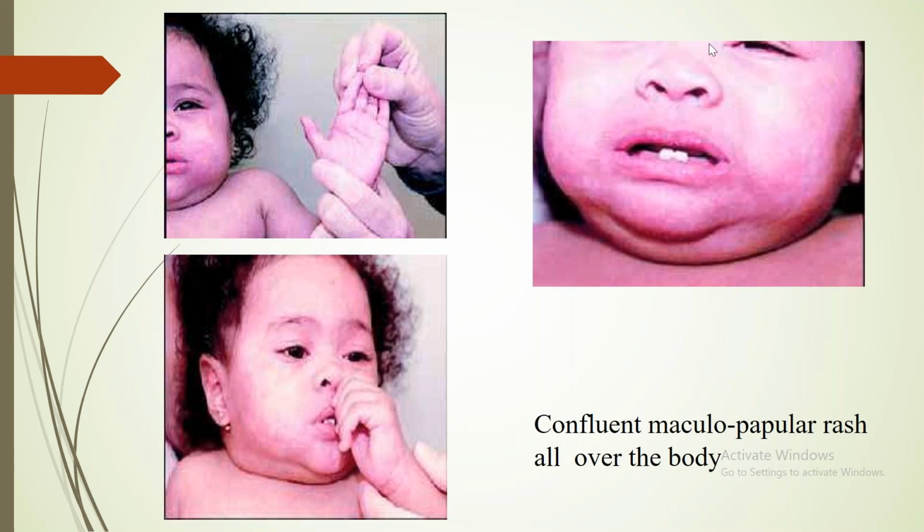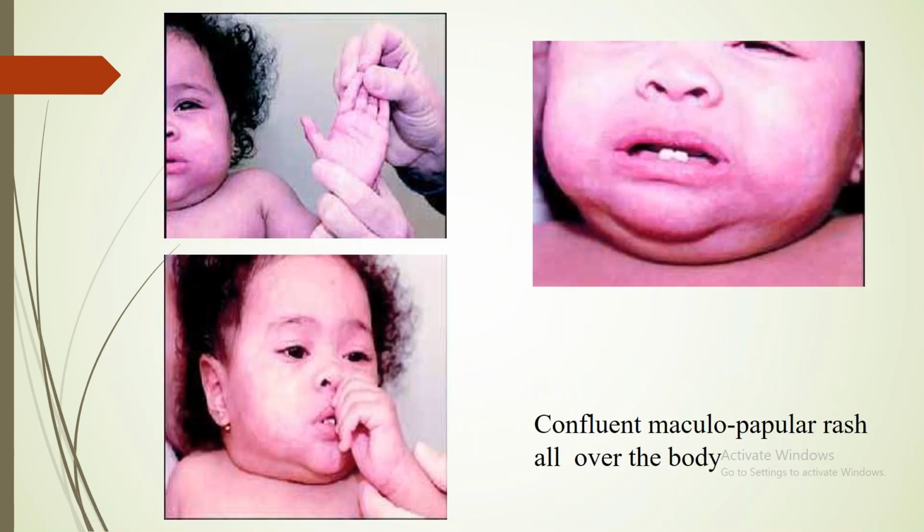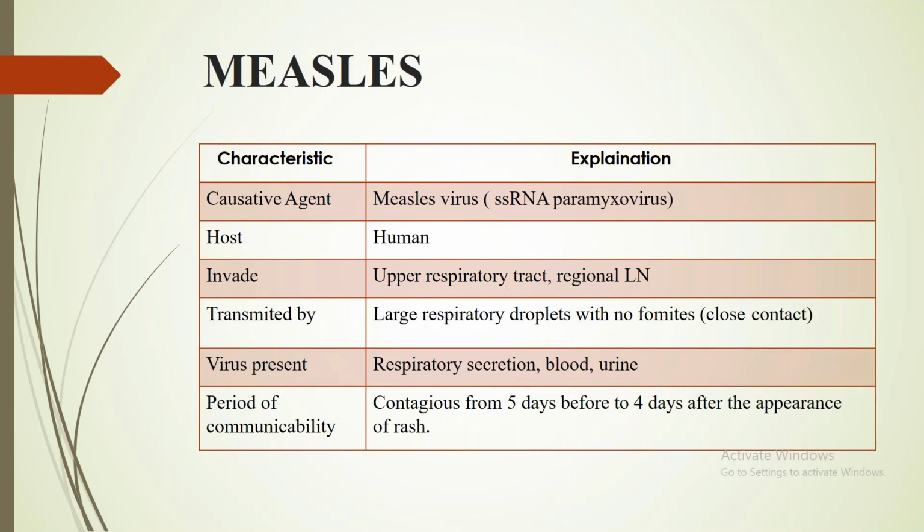So there are clues that help us identify it. First is the age, a 9-month-old child. The second is the rash: the onset of rashes is 4 days after the onset of fever. Then the picture of the rash, a typical maculopapular rash, present confluently all over the body. These are the few things which helped us identify that this is a measles infection.